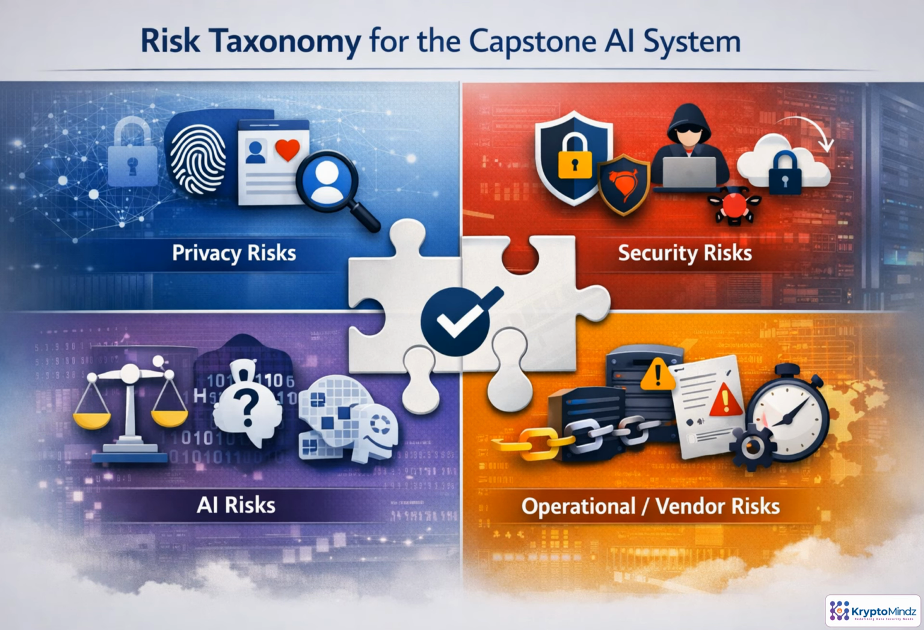To keep the register clean, use a taxonomy that separates risks without disconnecting them. Privacy covers how health information is collected, used, retained, and transferred. Security focuses on unauthorized access, prompt injection, exfiltration, and weak controls. AI risk addresses bias, hallucination, drift, explainability, and over-reliance on outputs. Operational and vendor risk covers outages, rollback failures, contract gaps, and monitoring weaknesses. This structure helps prevent double counting while making sure no major risk category is missed.